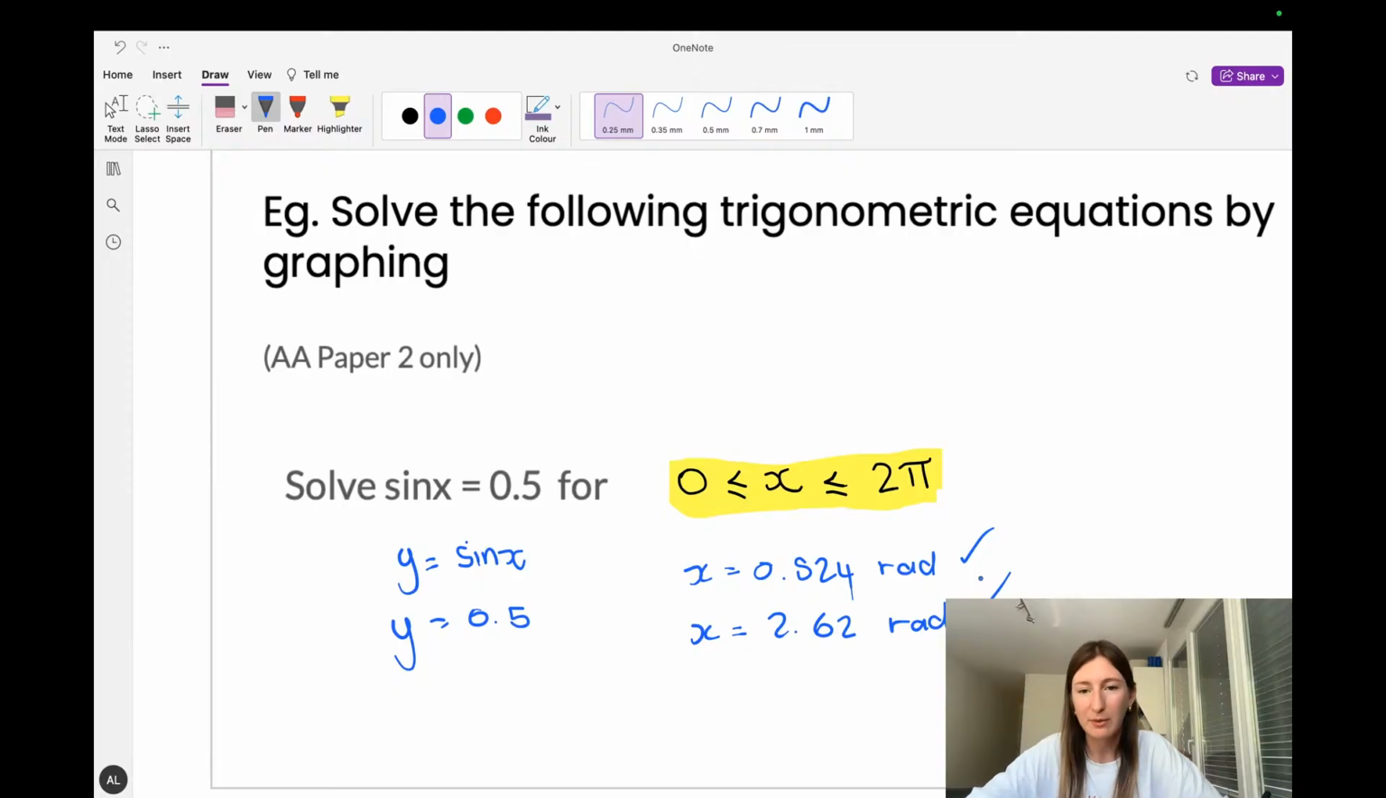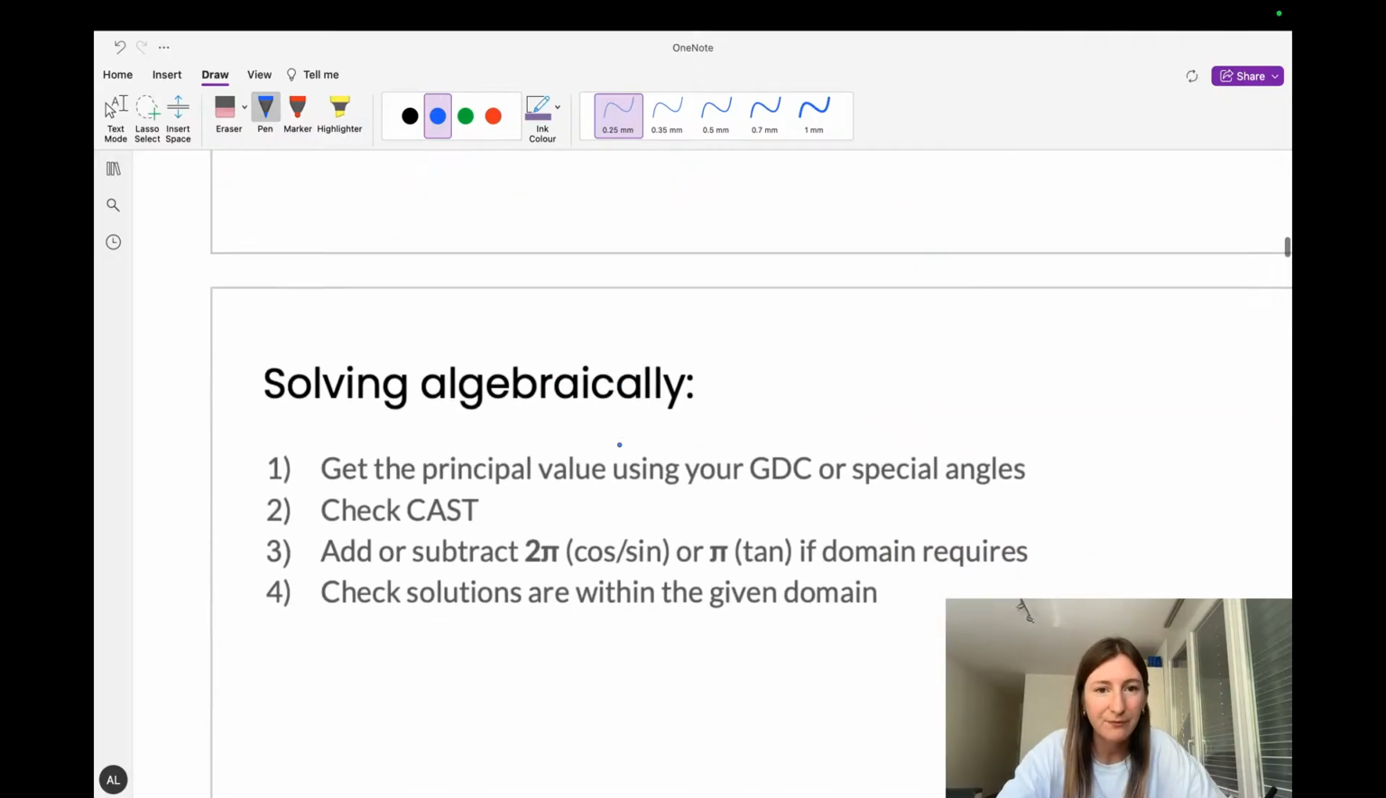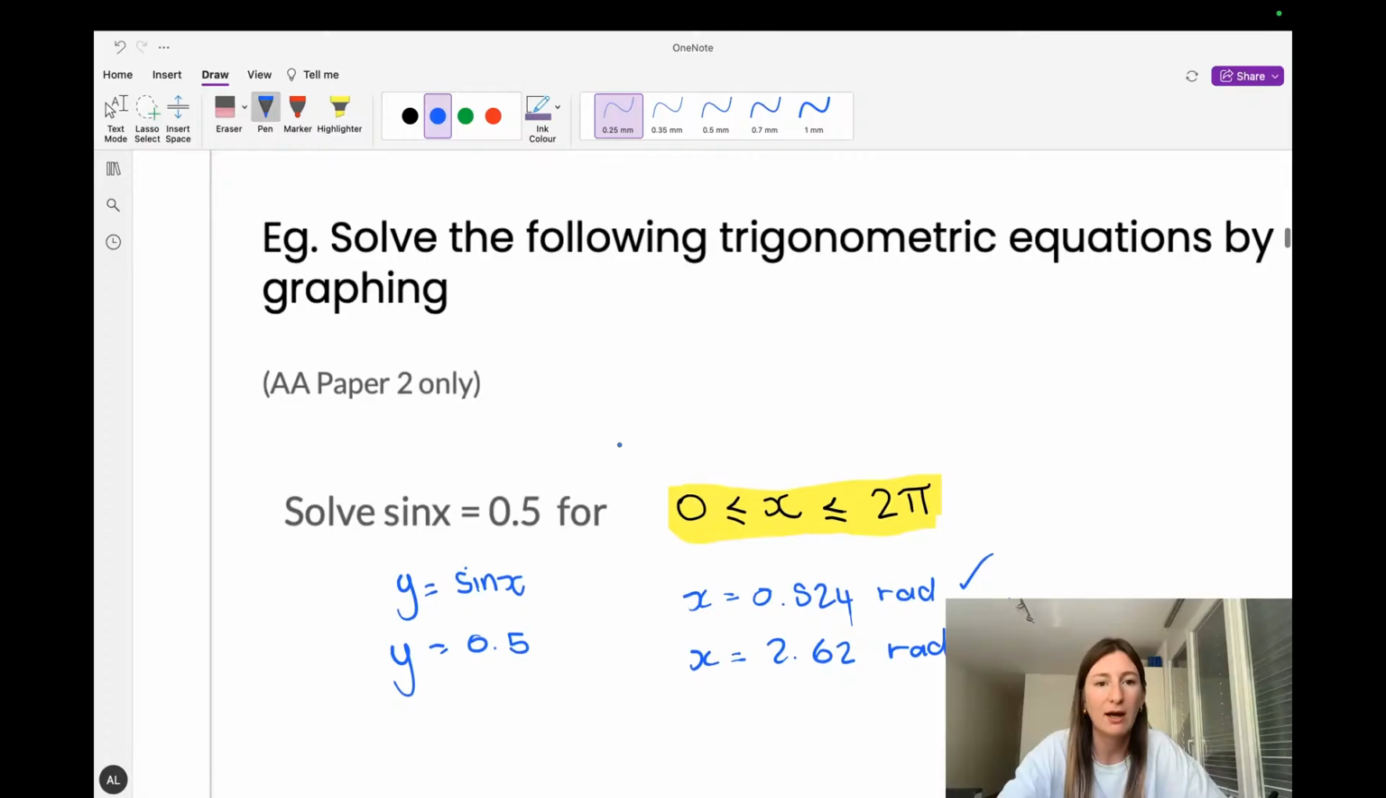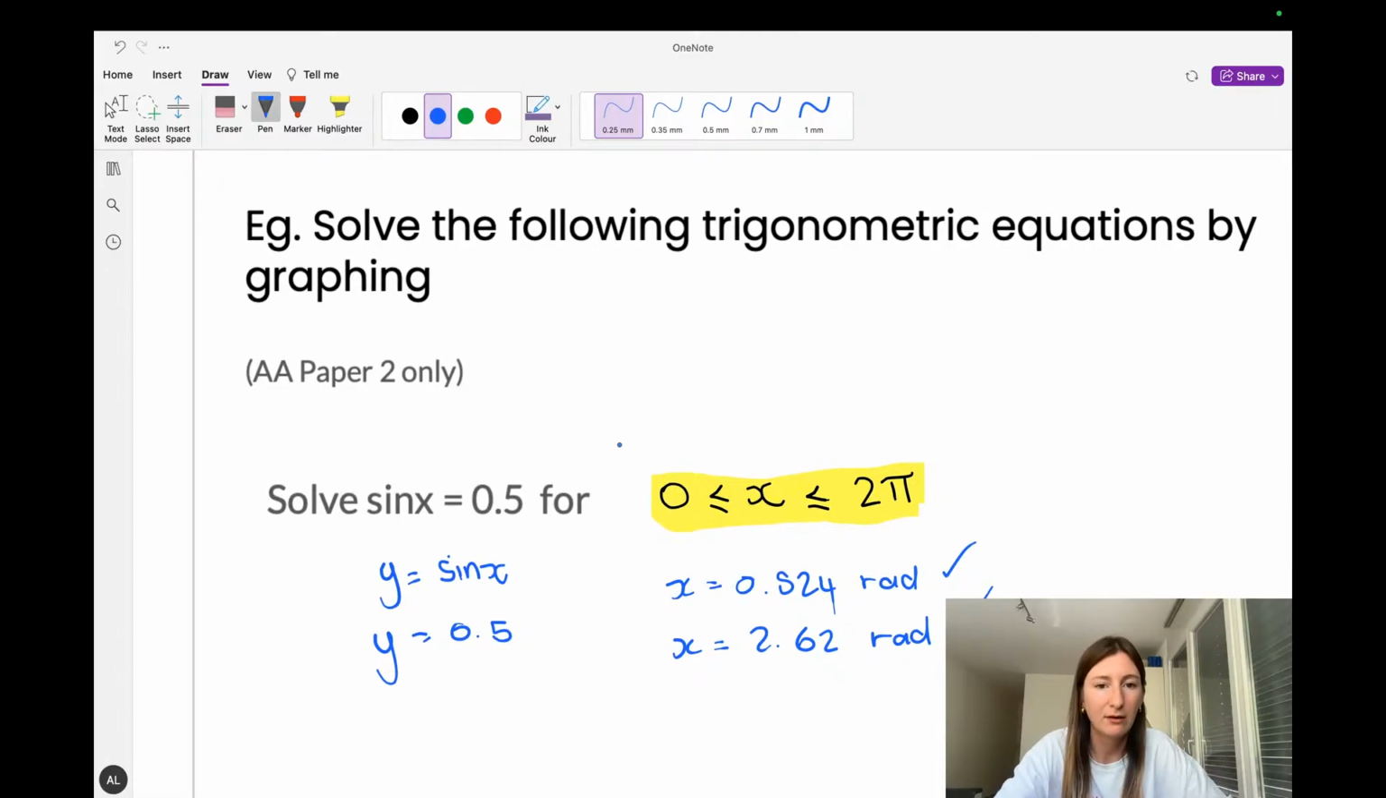I just saw someone commented, you're in degrees. Thank you, I should have looked at that earlier. This is what happens when you're live, you're not thinking straight. So that is how we do it when we're using a graphical way.